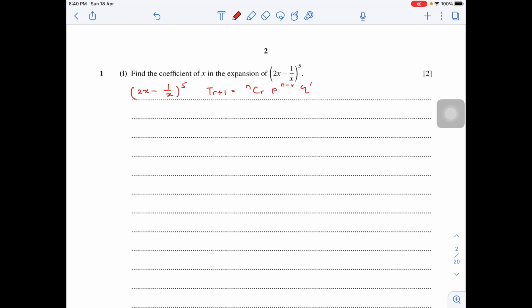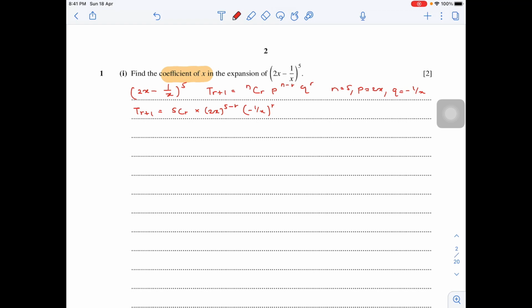p to the power n minus r, q to the power r, where n is 5, p is 2x, and q is negative 1 over x. Substitute the values. So T(r+1) becomes 5Cr (2x) to the power 5 minus r, (negative 1 over x) to the power r.